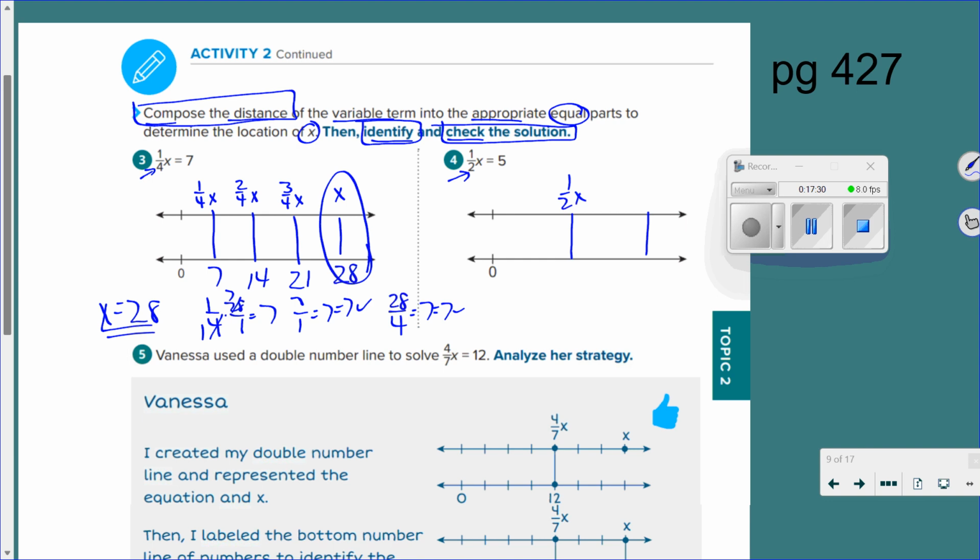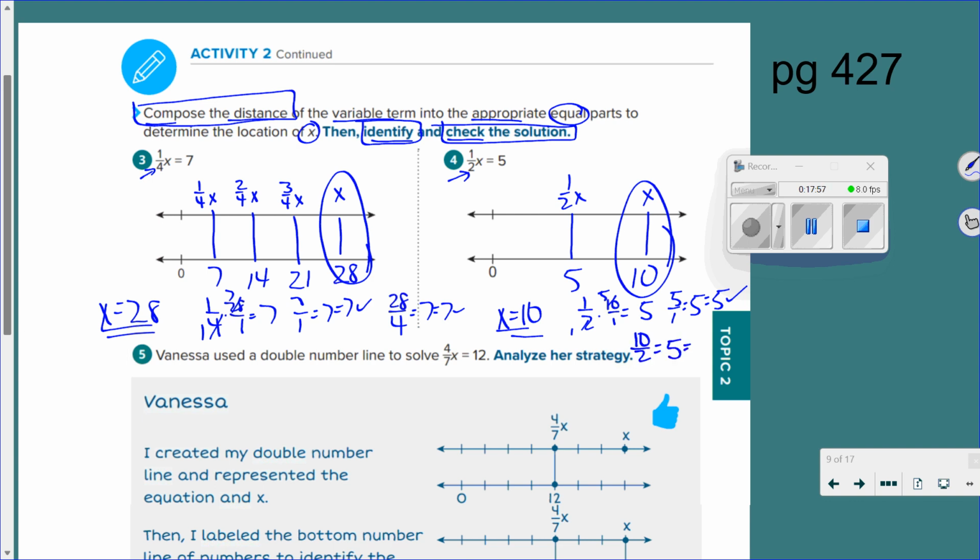So here's my solution. I just need to write it. X equals 10. Then I need to do my check. 1/2 times 10/1 equals 5. I can divide both those by 2. 5/1 equals 5, which equals 5. So we have our check. For those who don't like doing reductions, 1 times 10 is 10. 2 times 1 is 2. 10 divided by 2 is 5, which equals 5. Make sense?